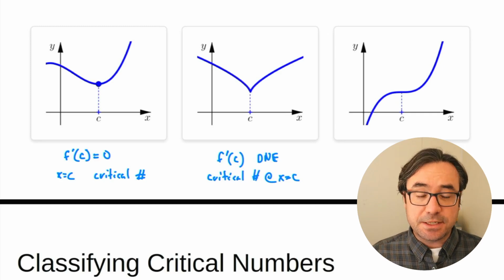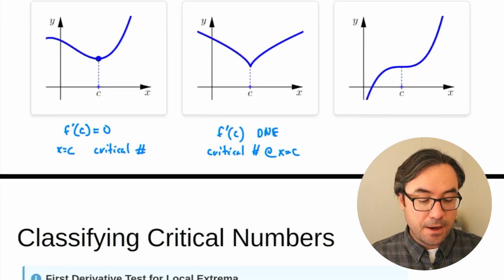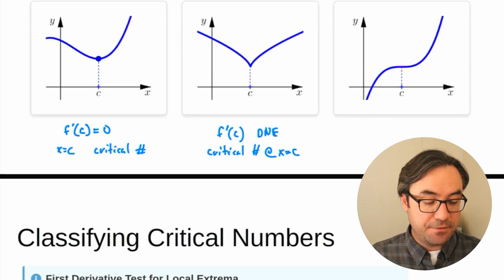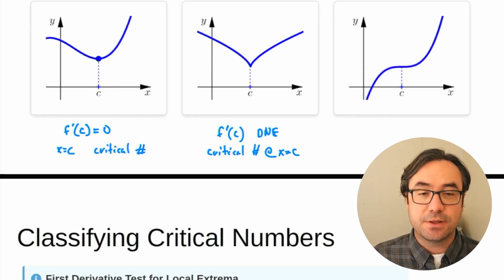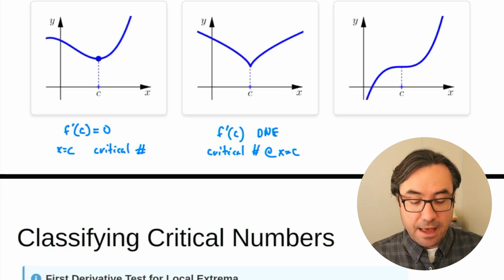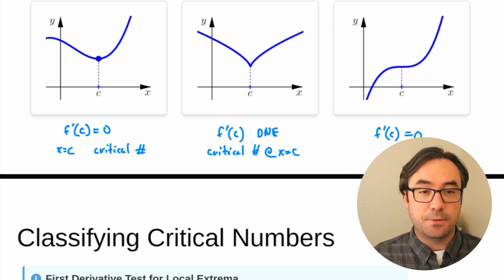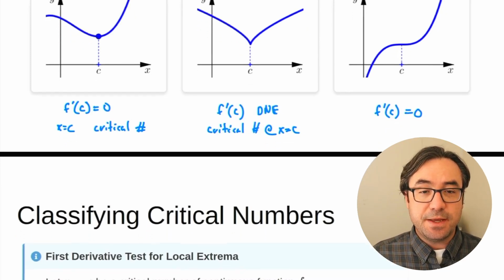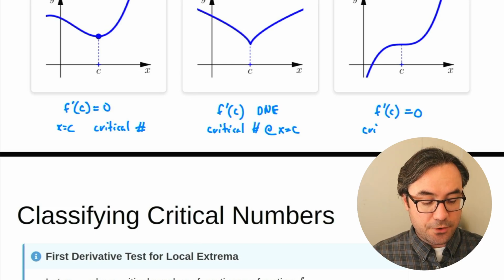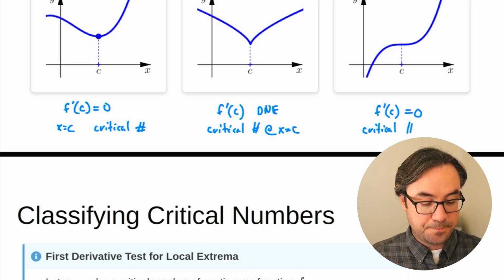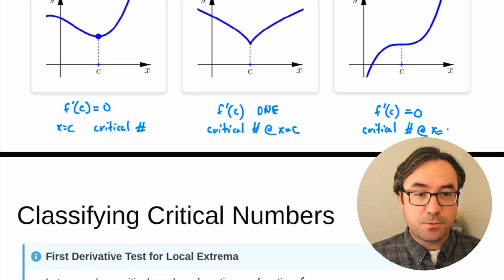And same thing with the last one. In the last one, our graph momentarily flattens out. We have a horizontal tangent line. So in this last one, f prime is equal to 0 at x equals c. So that means, again, we have another critical number at x equals c.